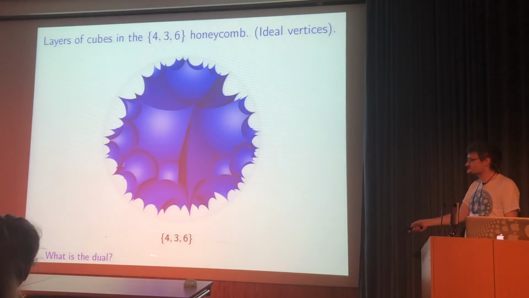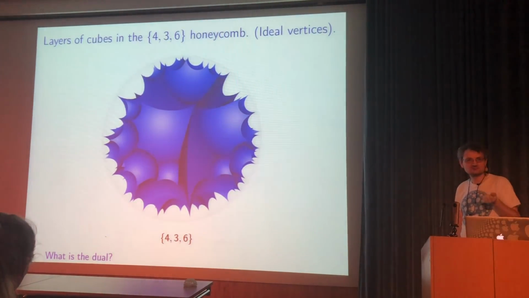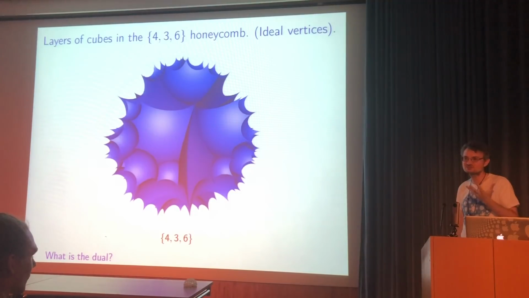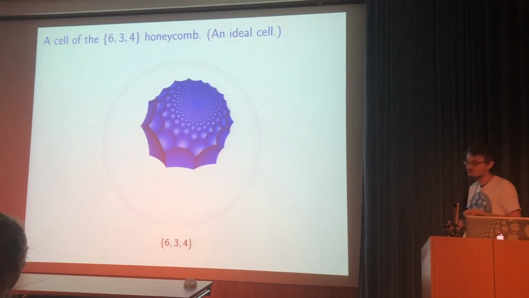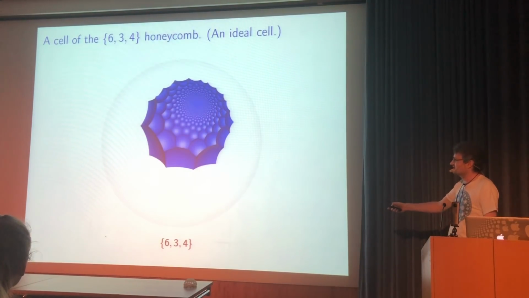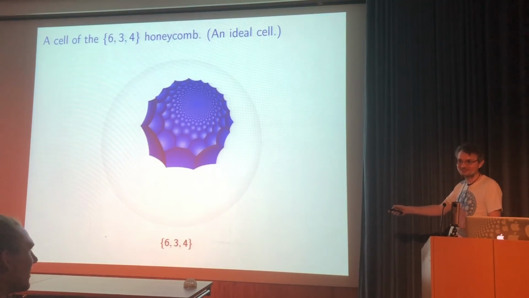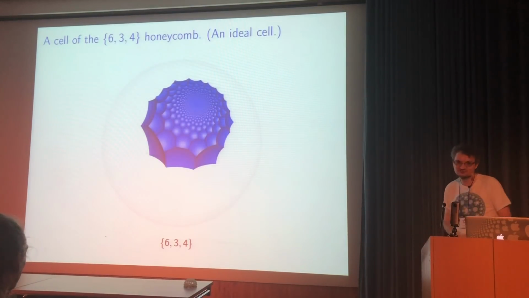What is the dual of this thing? 436, well, you know that what you're supposed to do is reverse the order to get 634. What is 63? 63 is supposed to be the cells that I make my tiling out of. 63 is a tiling of the Euclidean plane by hexagons. So this is what the dual cell looks like. It's not a finite polyhedron anymore. It's a Euclidean plane that looks kind of spherical, but it's a Euclidean plane. It's made out of hexagons. There are 3 around each vertex.